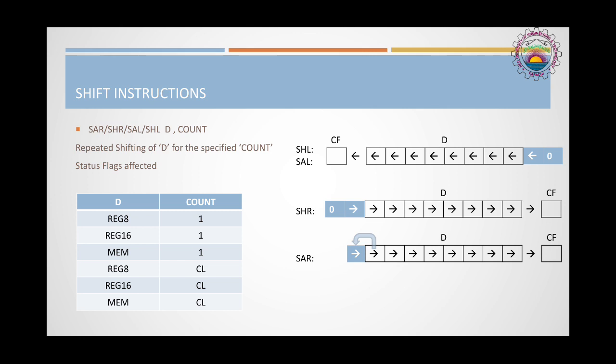Now we have examples for shift instructions. SHL AX, 1: shift logical left AX one time. So AX will be moved to the ALU, where it will be shifted one time, and the result will be stored back to AX after the shifting operation. SAL DH, 1: arithmetic left shift. So DH is to be shifted arithmetic left one time within the ALU and the result will be stored back to DH.